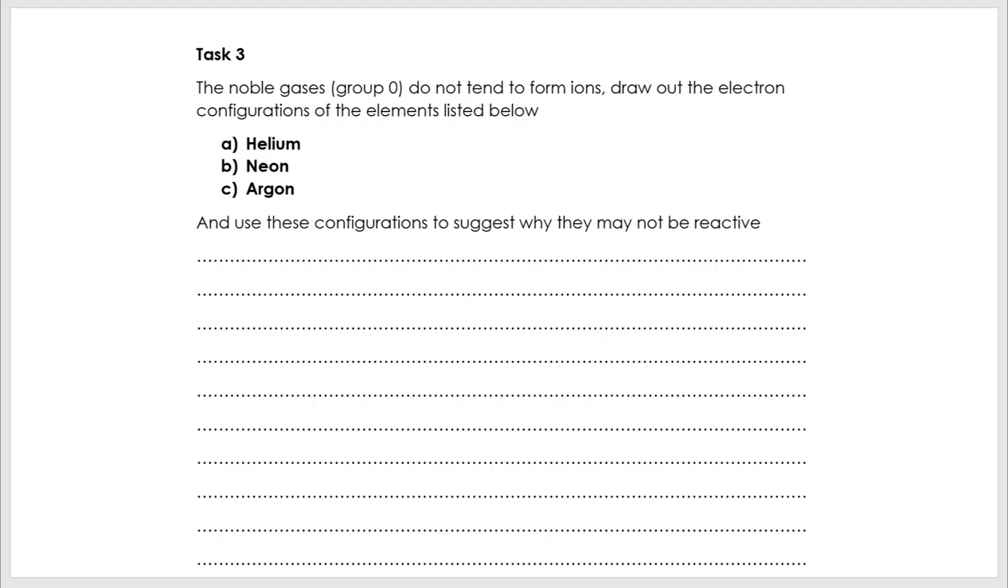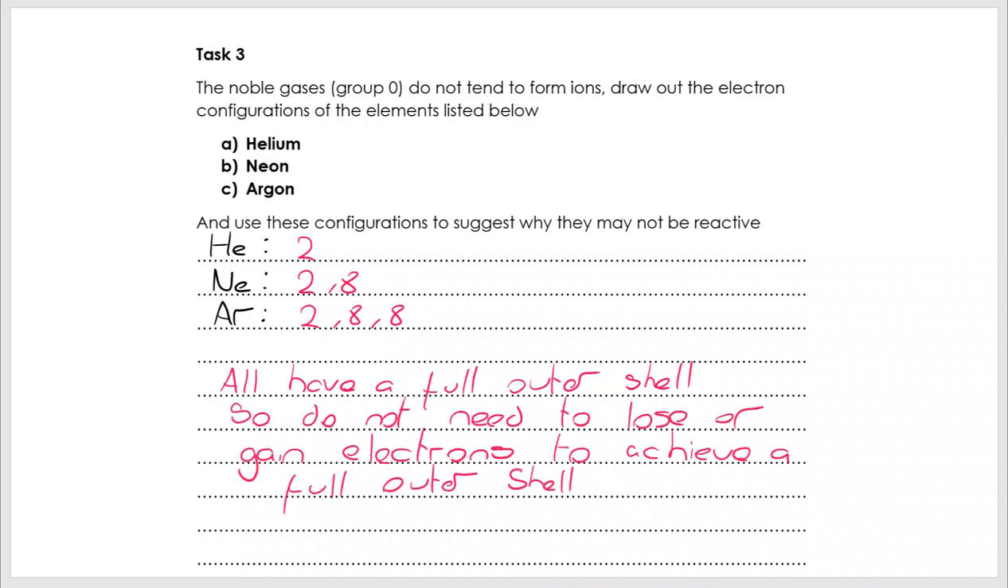Okay, a little bit of work here on noble gases for you to think about. So writing out the electron configurations, we can see that helium with 2 electrons is 2, neon with 10 electrons is 2,8, and argon with 18 electrons is 2,8,8. So why would they not be reactive? Well, we've spoken at length about the fact that atoms lose or gain electrons when they react to get a full outer shell. These already have a full outer shell, and for that reason, they don't need to lose or gain any electrons to achieve it. So they don't react. They simply don't have a need to.